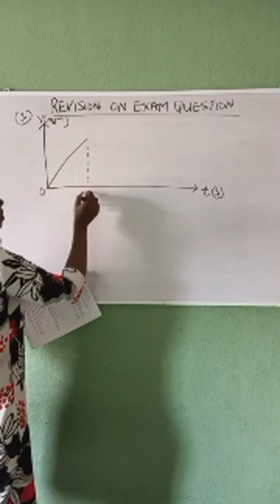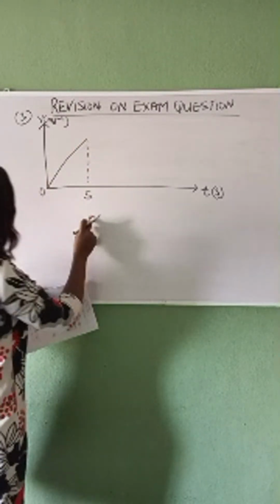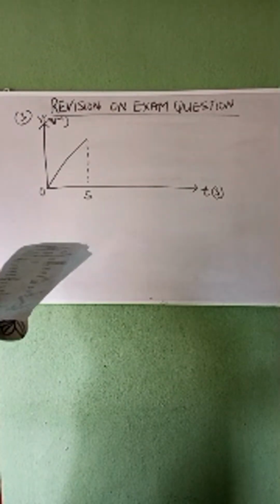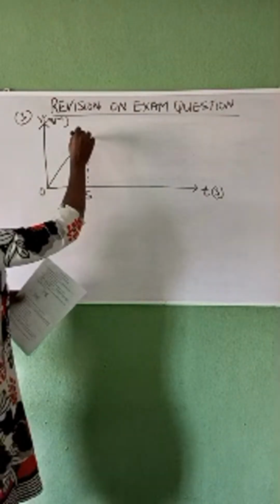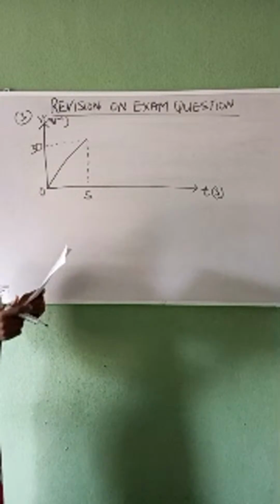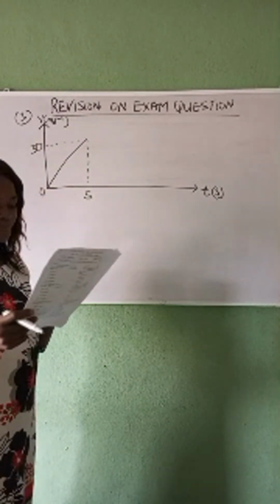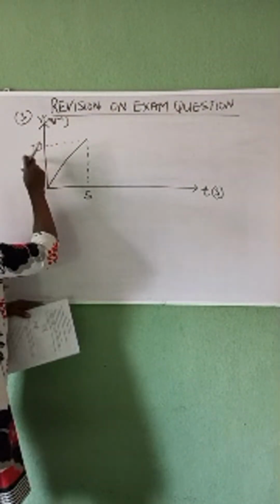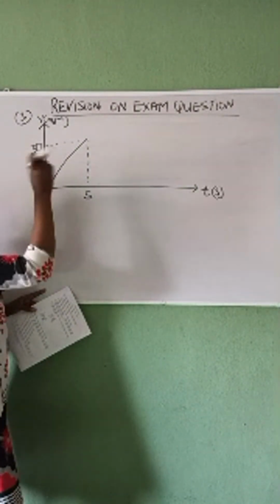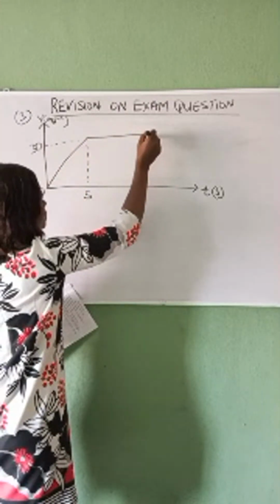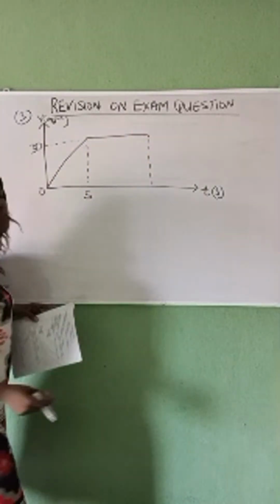For 5 seconds. Okay? Until it attains a velocity of 30 meters per second. This is velocity axis. This is 30. It then travels with uniform velocity for 15 seconds. So it maintains this speed for 15 seconds. So it goes this way. This is uniform velocity for 15 seconds.